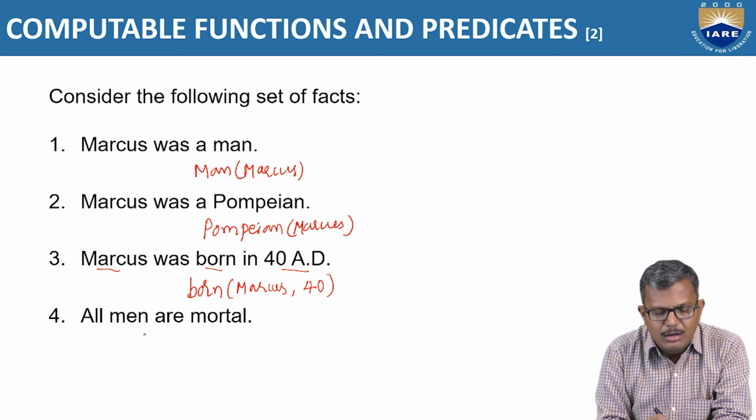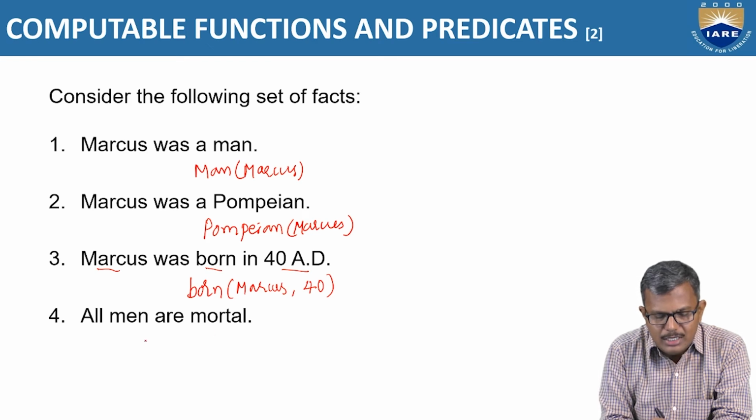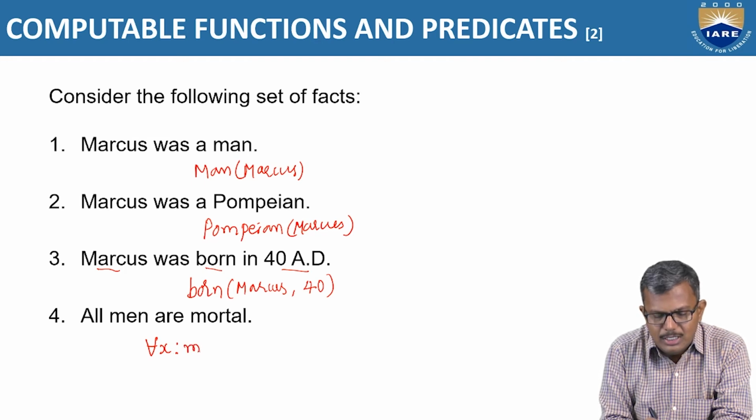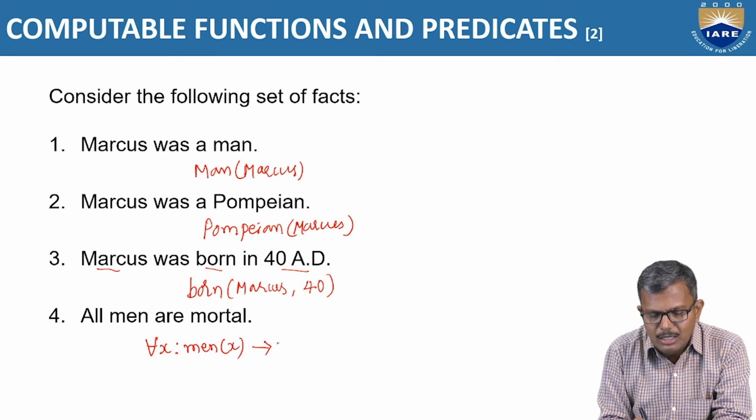All men are mortal. In this case, again the same thing. Why am I using X? I am using X in order to represent the men. So who are they? They are mortals. Who are mortals here? X are the mortals.